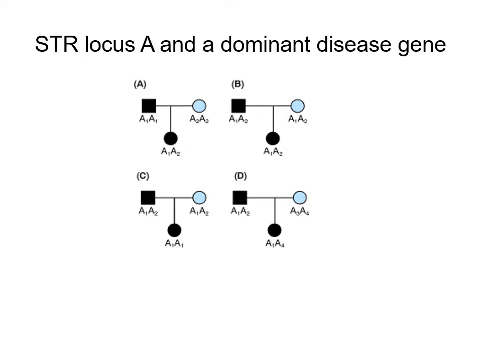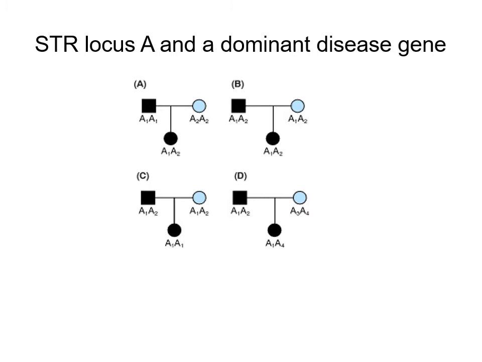Pedigree B is similar, but it's not informative because dad has A1, A2 and the disease. Mom also has A1, A2 and the disease. And daughter has A1, A2 and the disease. So this is not helpful for us because we don't know. Well, she got the disease from her father, obviously, but we don't know whether she got his A1 or A2, because she could have gotten either one of them from her mother or her father. So that's not a very useful pedigree.